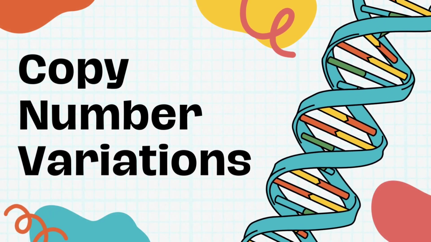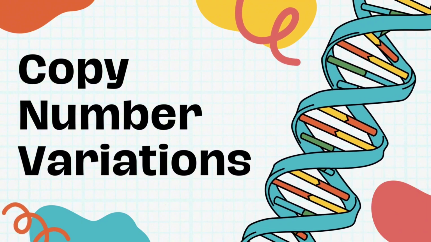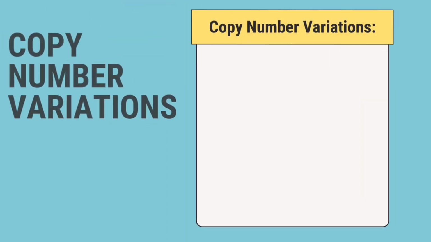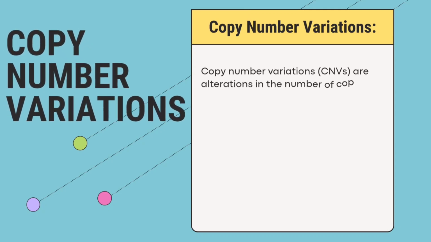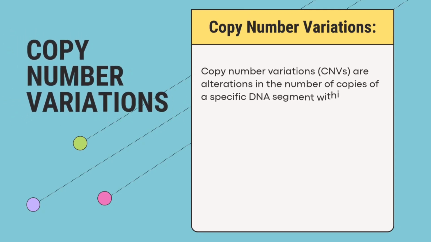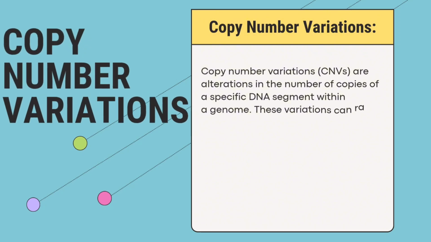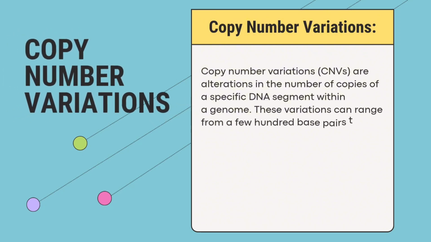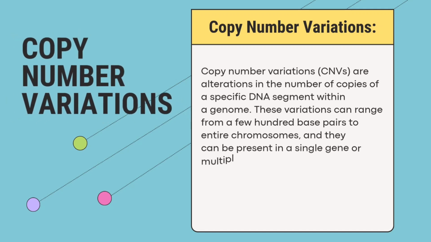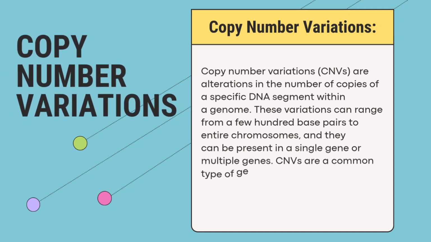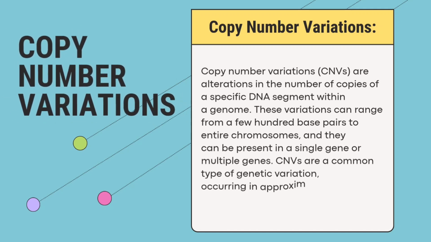Variations and chromosomal mutation by OKWORI Judith Alice. So, copy number variations are alterations in the number of copies of a specific DNA segment within a genome. This variation can range from a few hundred base pairs to an entire chromosome, and they can be present in a single gene or multiple genes. CNVs are a common type of genetic variation, occurring in approximately 10% of the human genome.